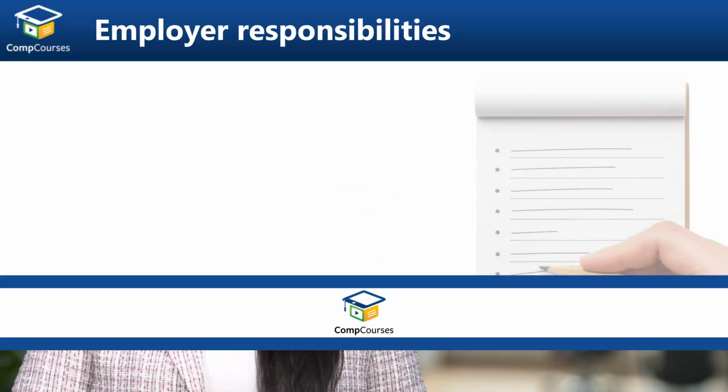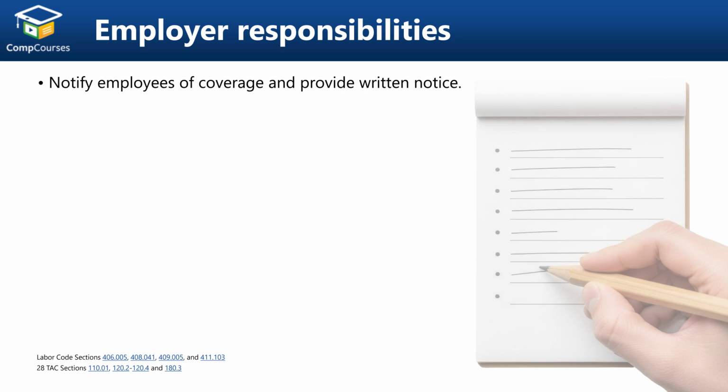Now, as employers, you also have responsibilities. And so some of the responsibilities for employers are to notify employees of coverage and provide written notice. So employers must tell their employees that they carry workers' compensation insurance by providing them a written notice of coverage upon hire. Now, this notice must inform injured employees of their right to reject workers' compensation and retain their own common law right of action. And this notice must be in the wording and format prescribed by the Division of Workers' Compensation.